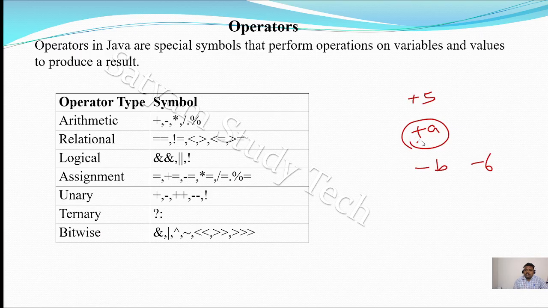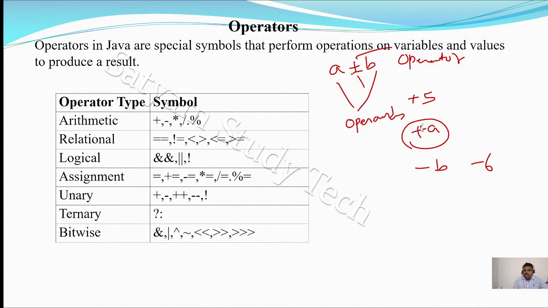Unary operator works on only one operand. Okay, so for example here you can see A plus B. Plus is an arithmetic operator, right? So A and B are operands. Plus is an operator. The operator in between two operands is called a binary operator. This plus is called a binary operator in this case. So we have two operands.